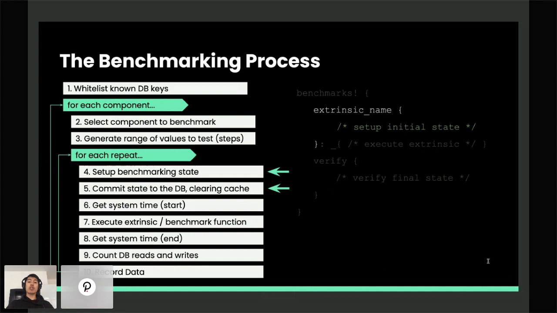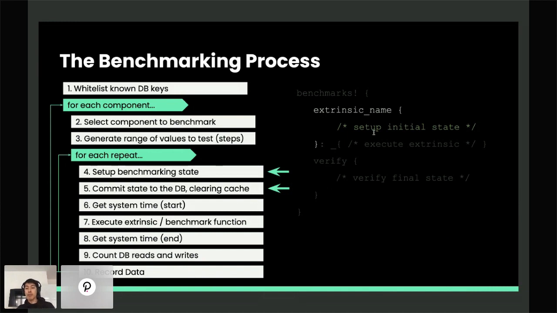Yeah, so then we'll actually go and run the benchmark. Now that we have this table, with all the different inputs we want to test, we'll actually test the benchmark. Basically, we'll run this block in your benchmarks macro, this setup initial state, and we'll set up the initial state depending on however you want. And of course, your benchmarks have access to these component values.